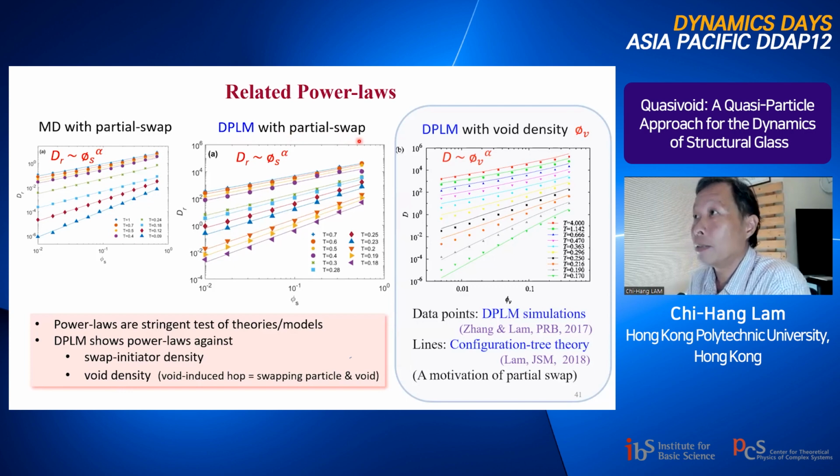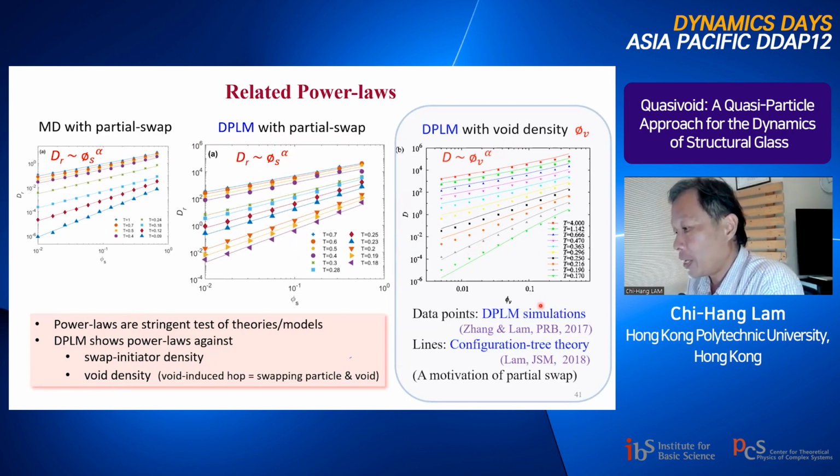So we modify the algorithm so that we don't have void-induced dynamics, but we consider nearest neighbor partial swap, just like in the MD. We get similar power laws. Actually, the exponents are also similar. So power laws are important for tests of theories and models. And we are happy that the DPLM, our lattice model, shows the power law with the swap initiator. But it is more than that.